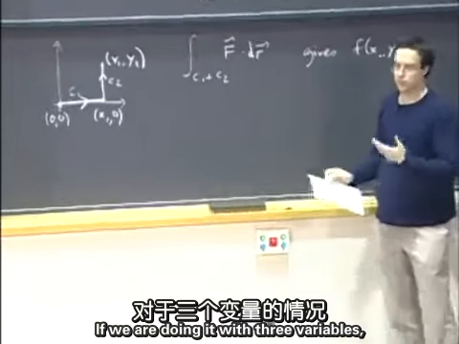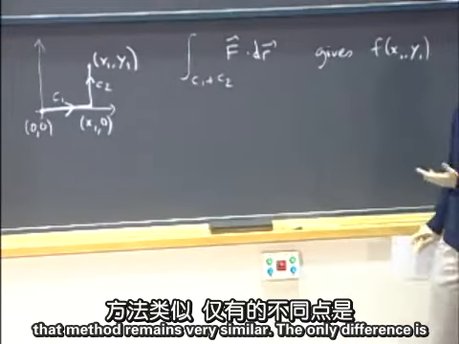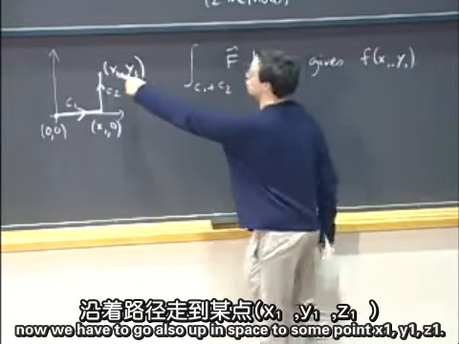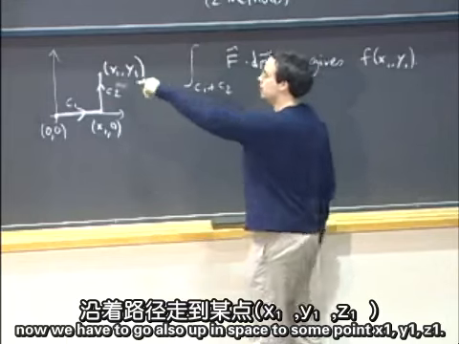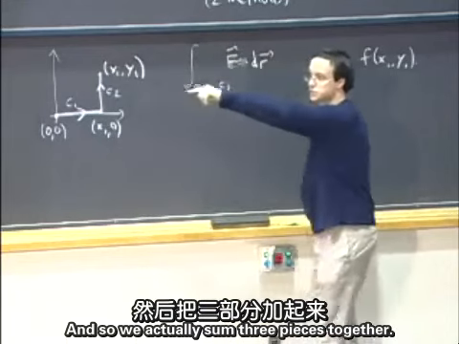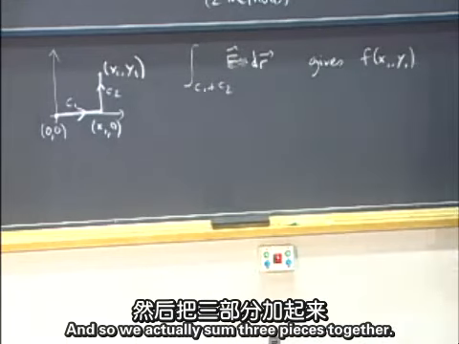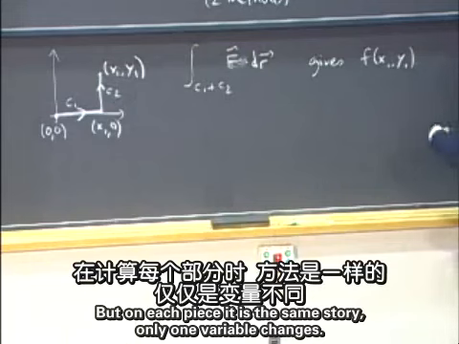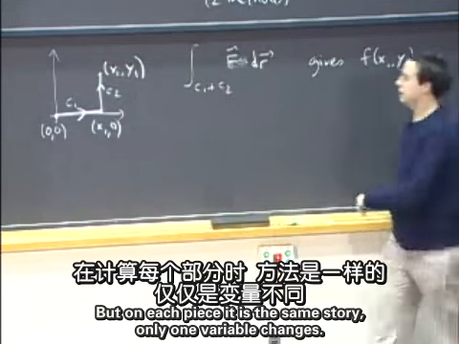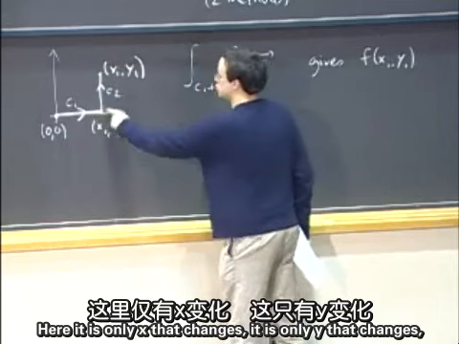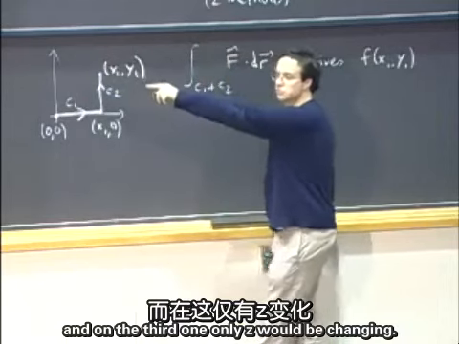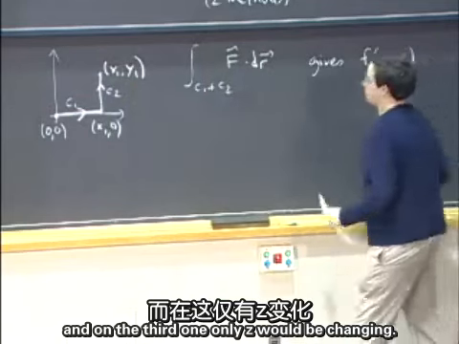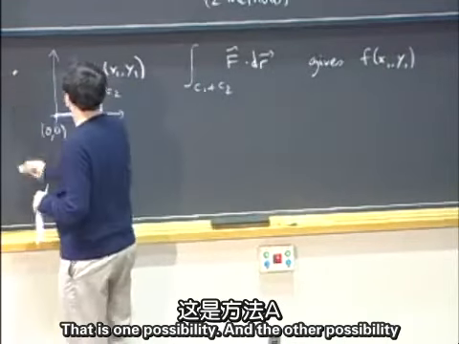If we are doing it with three variables, that method remains very similar. The only difference is now we have to go also up in space to some point x1, y1, z1, and so we actually sum three pieces together. But on each piece, it's the same story, only one variable changes. Here it's only x that changes, here it's only y that changes. On the third one, only z would be changing. That's one possibility.